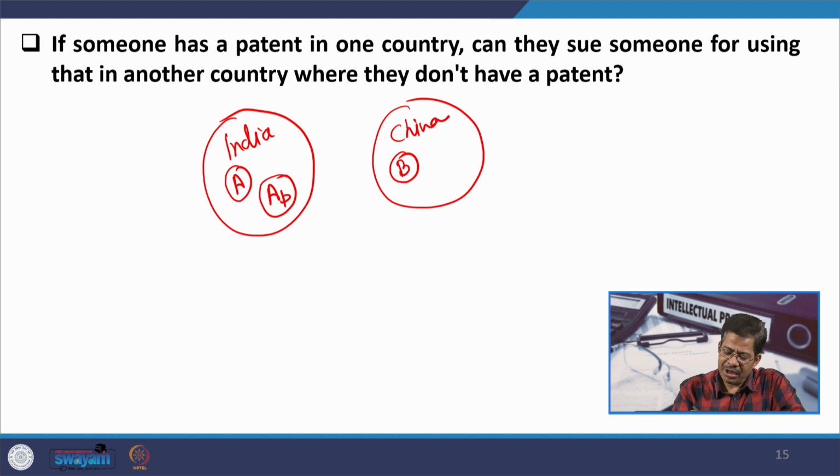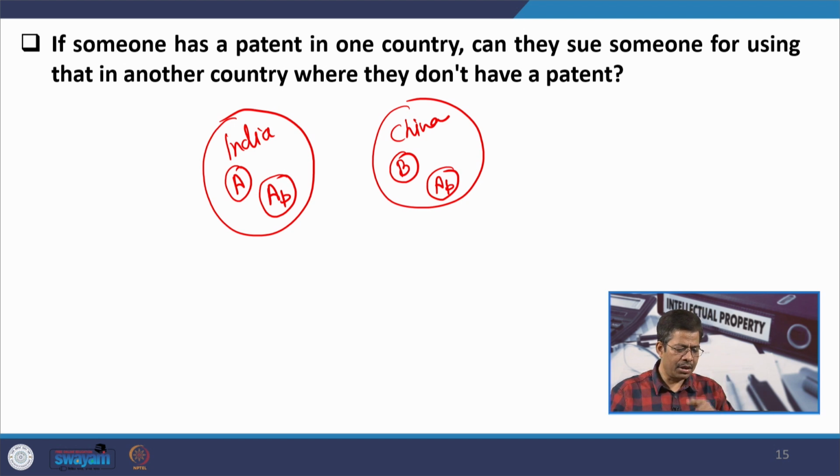Yes, you can do something if AP is also registered in China. If AP is also registered in China, then you can go there and you can sue this company B in Chinese courts. But you can understand one thing, that doing these things in multiple countries is an expensive phenomenon.